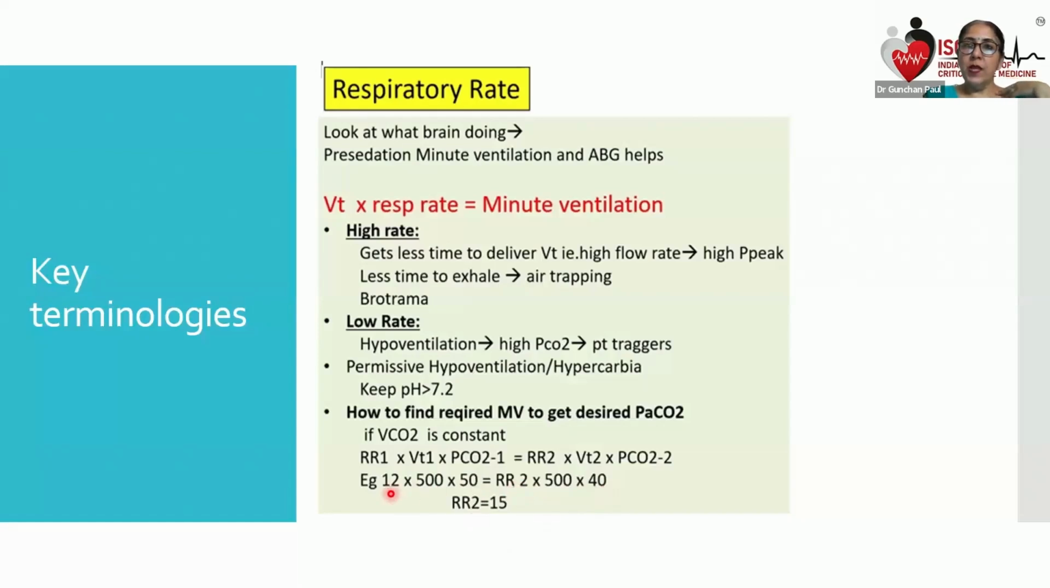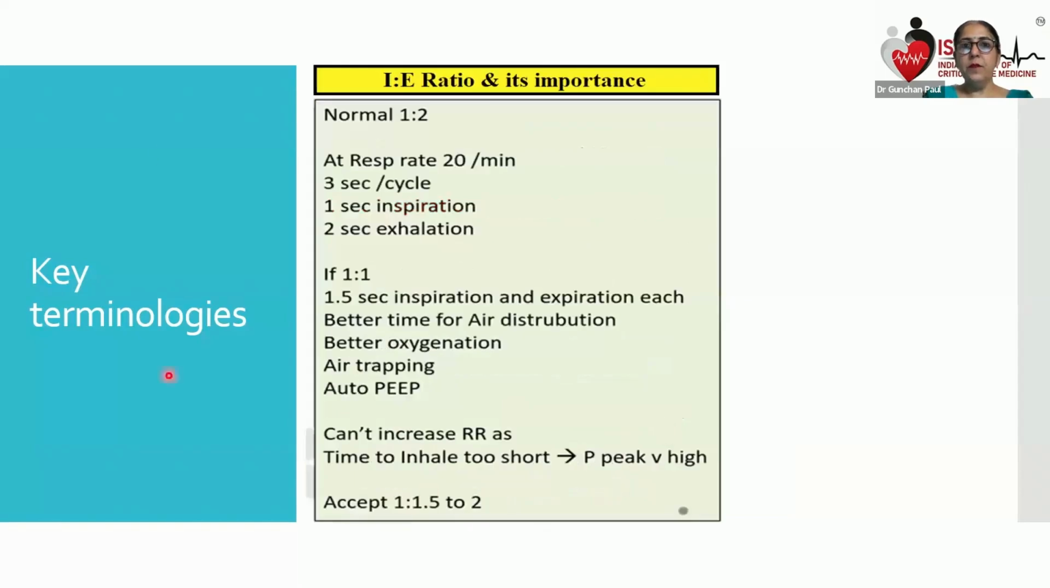So if I increase my respiratory rate from 12 to 15, my carbon dioxide will come down from 50 to 40. So rate into tidal volume into PCO2, equate on both the sides. That will give you a rough idea of how much rate you want to increase to decrease the PCO2. Carbon dioxide gets washed out very fast. So when you've made the changes, half an hour or 1 hour down the line, you do a repeat ABG, and you can see your carbon dioxide has decreased.